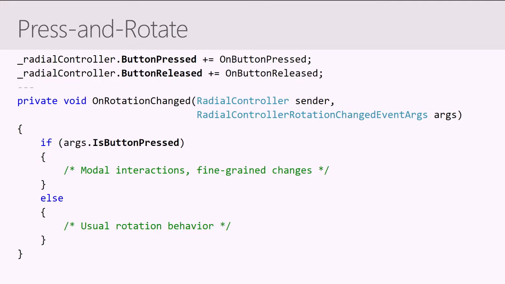Other things that have been done is with something that can modify on two axes. Say you're moving an item that has an X and Y axis of movement. You can go ahead and switch where rotation would move you along the X axis and press and rotate would move you along the Y axis.